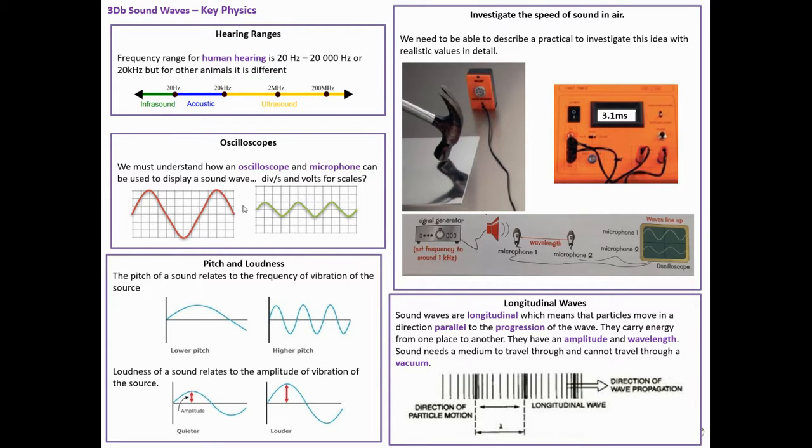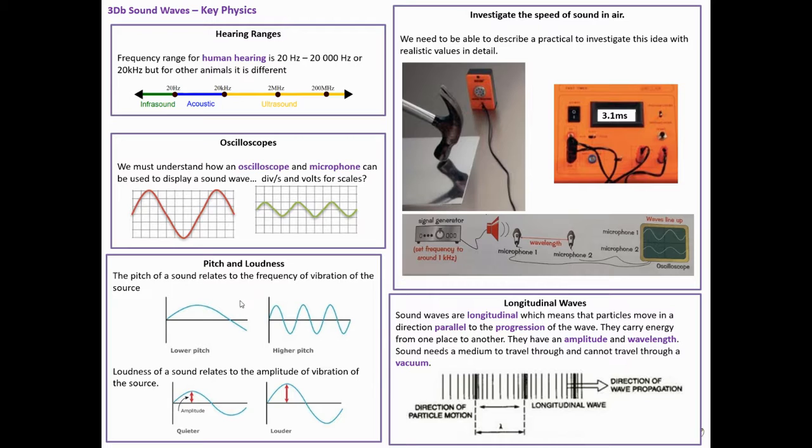Oscilloscope sound, we've got to understand how these screens work. So what do the squares up mean? So we're looking at amplitude up and down from the middle. And we want to know how to work out what these little squares mean. So we're looking at divisions per second and divisions for volts of the screen. So it's basically a way of seeing what's happening on the oscilloscope screen to show different sound waves.